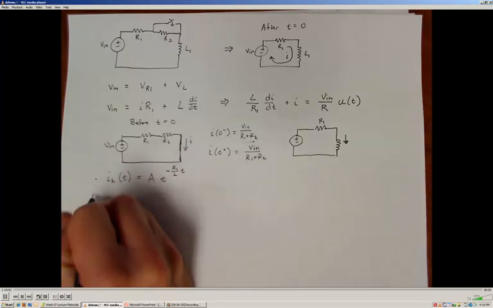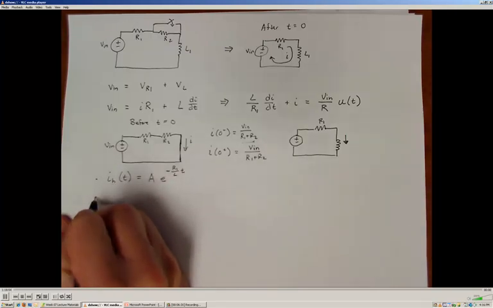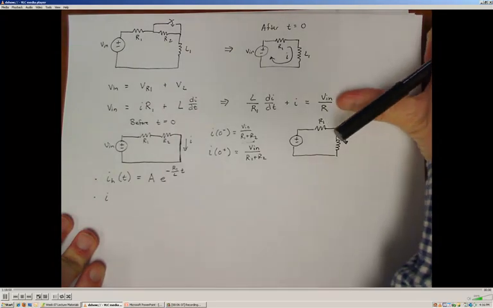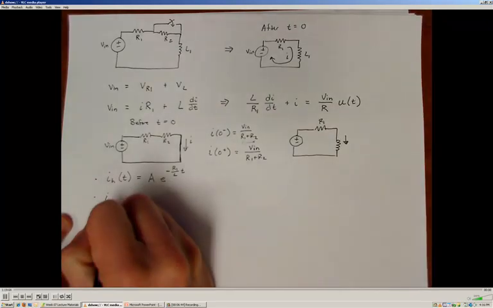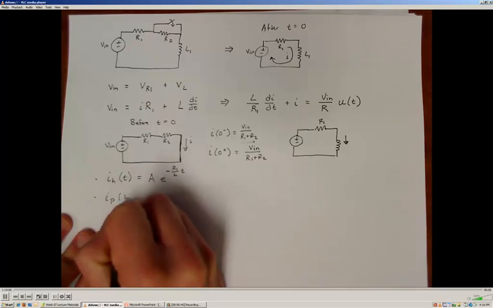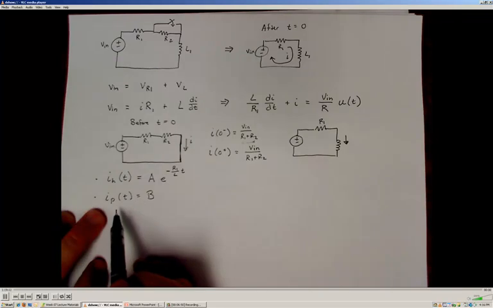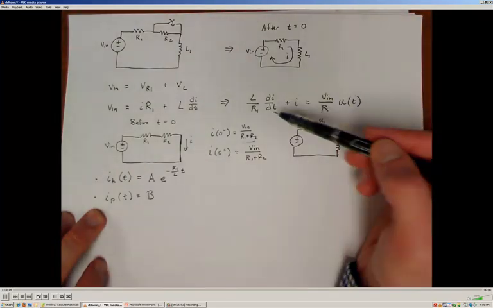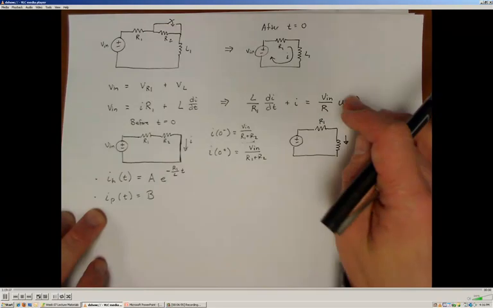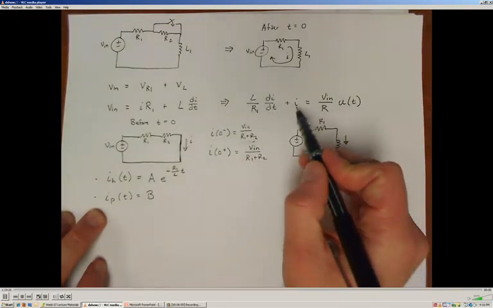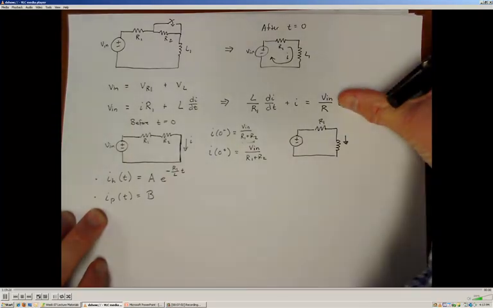And now we also need the particular solution. To find the particular solution, since after time is equal to 0 this is just a constant value of Vn over R for our forcing function, we're going to assume that the particular solution takes the form of an unknown constant, which we'll call B. If we plug this assumed particular solution back into our original differential equation, we'll find that since it's a constant, this term will go away, and B will be equal to the constant value of the forcing function.